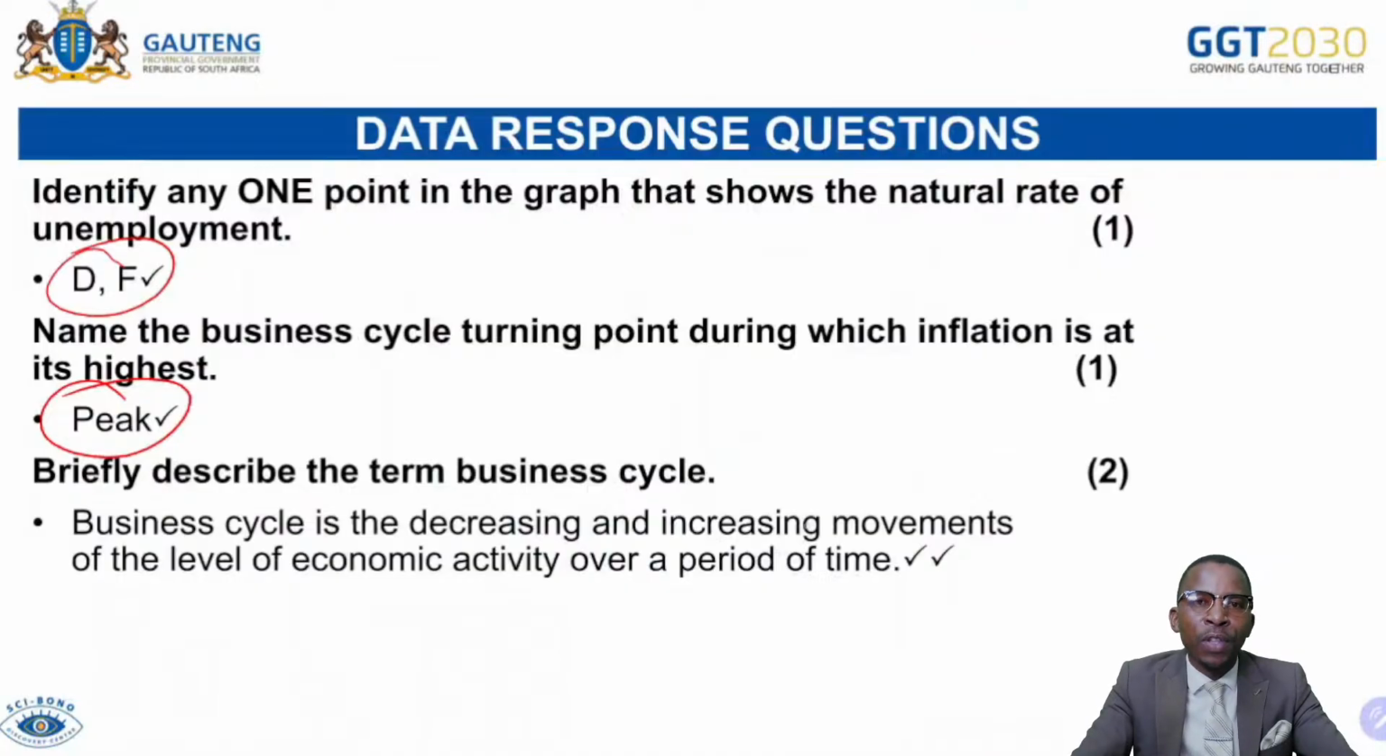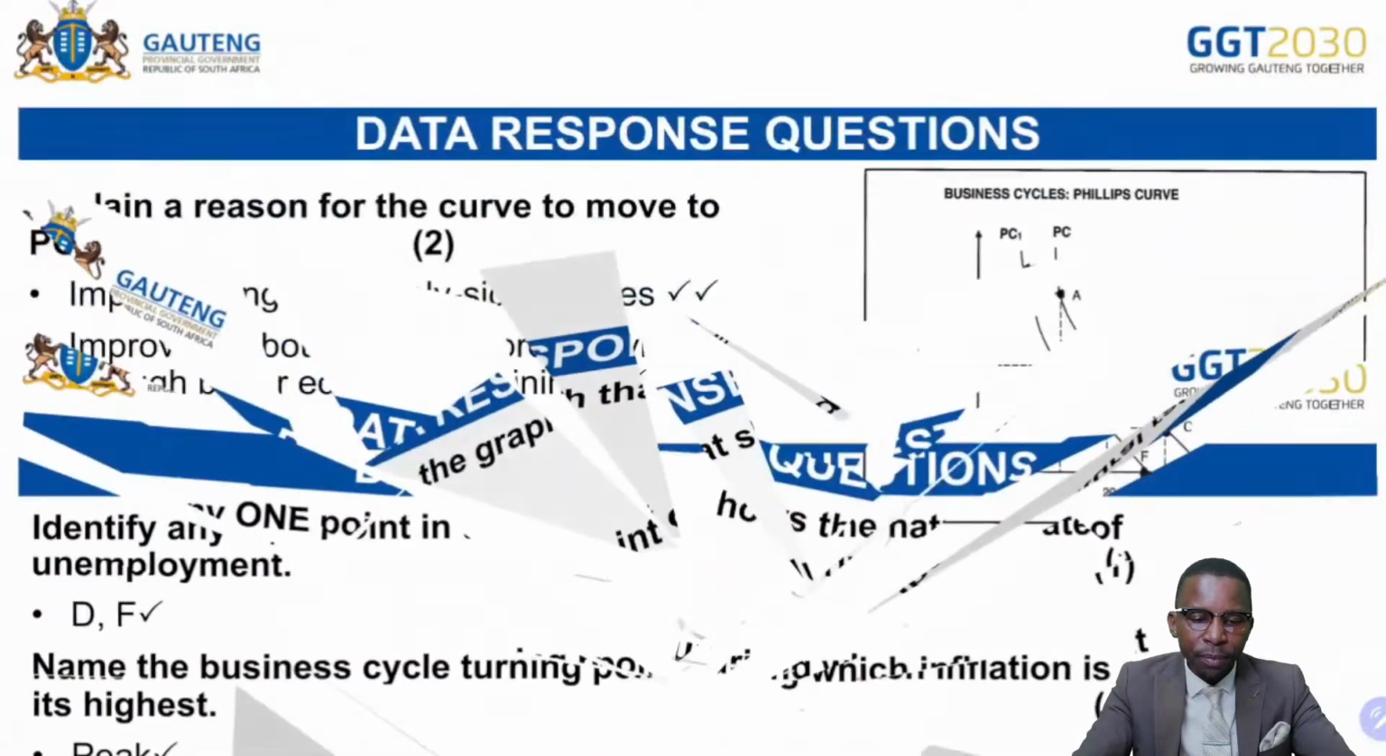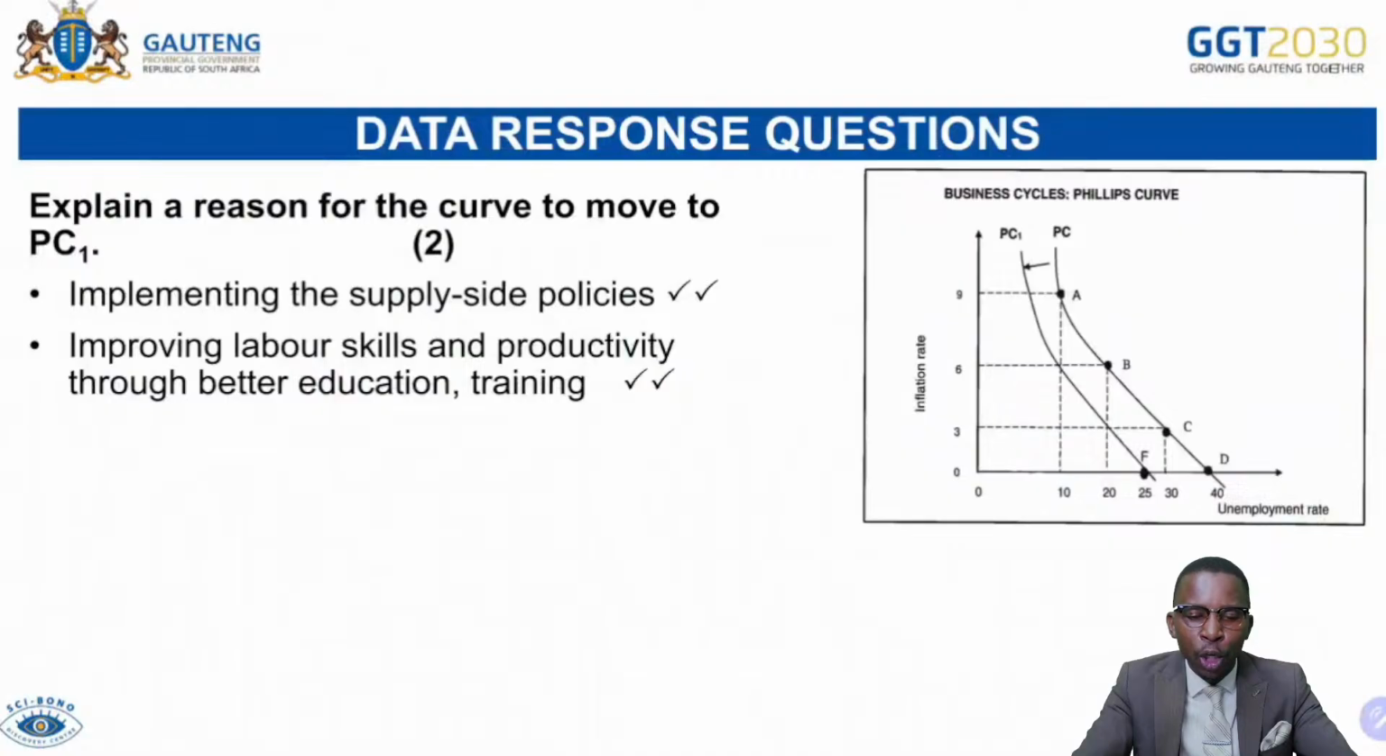Or ups and downs of the economy, expansion and contraction of the economy, or fluctuations of economic activities. We continue. Explain the reason for the curve to move to PC1. So we can see that the curve has moved. I've already answered the question.